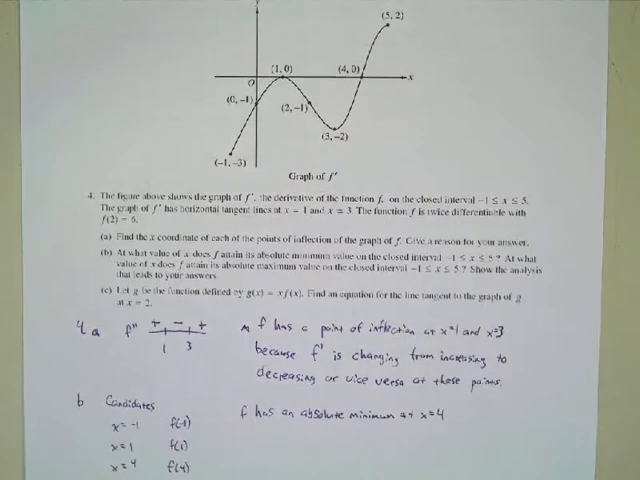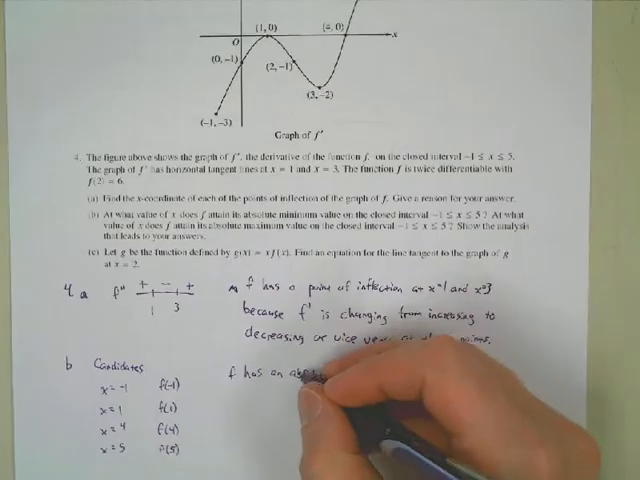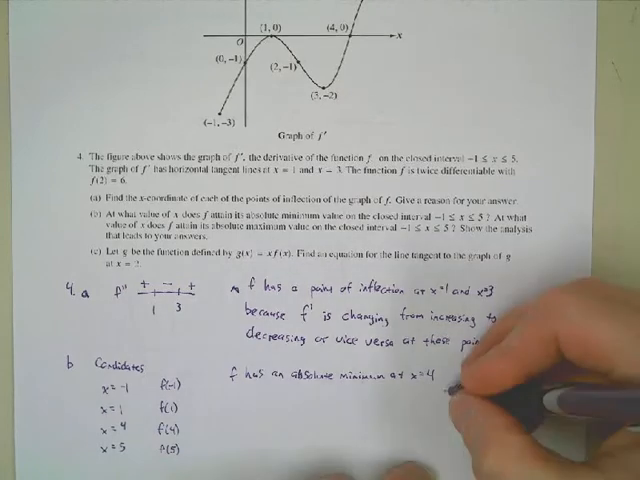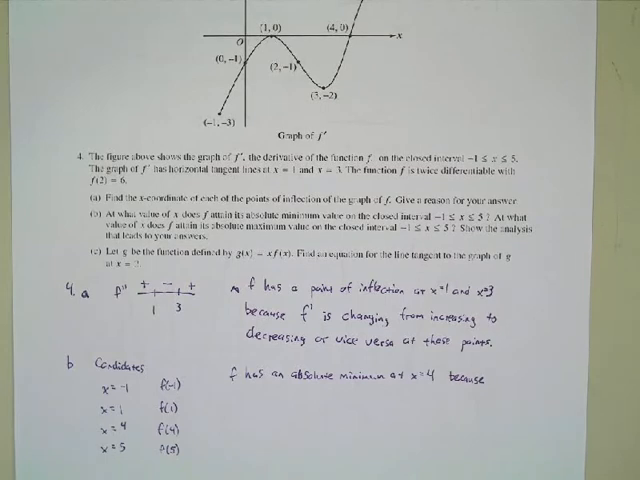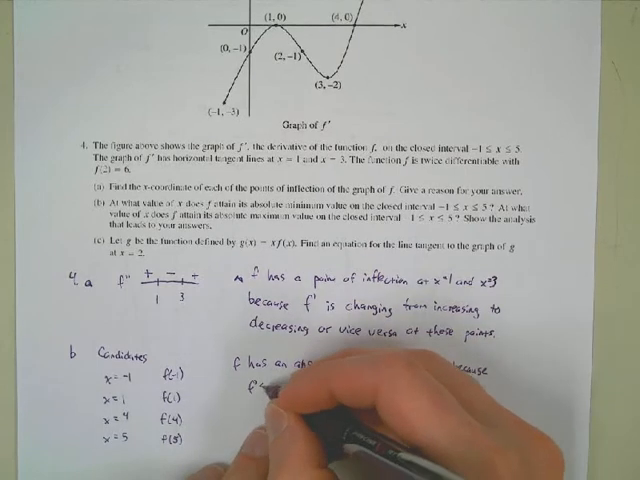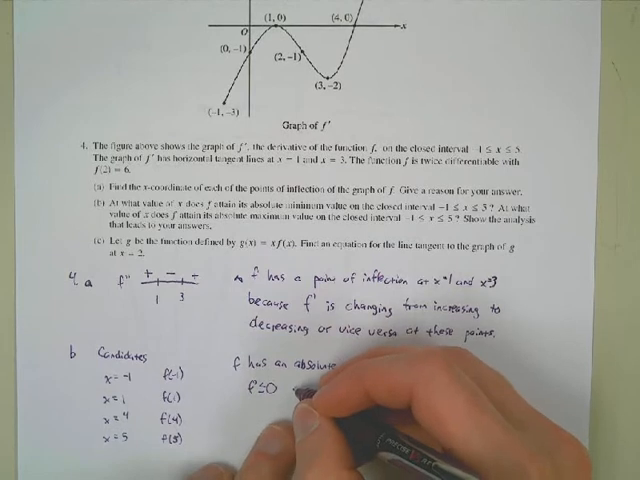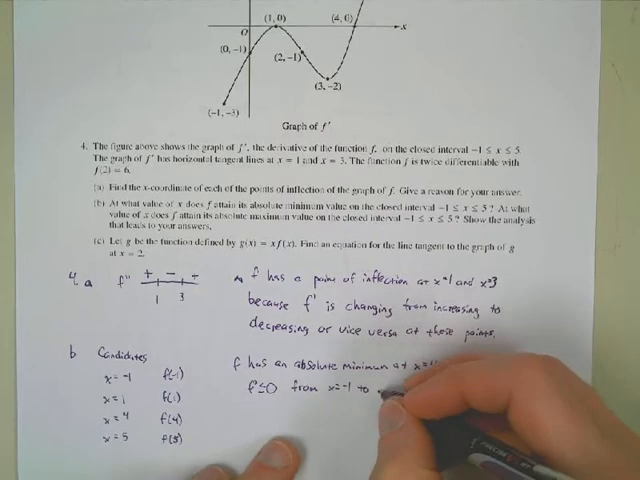Now it says to show the analysis that leads to our answer. All right, so I'm going to choose to write that out. Could you not say that f is decreasing until it gets to 4 because it's not technically decreasing at x equals 1? I'm going to say f prime is less than or equal to 0 at every point in the interval. I think that should be sufficient. Okay, so f has an absolute minimum at x equals 4 because f prime is less than or equal to 0 from x equals -1 to x equals 4.